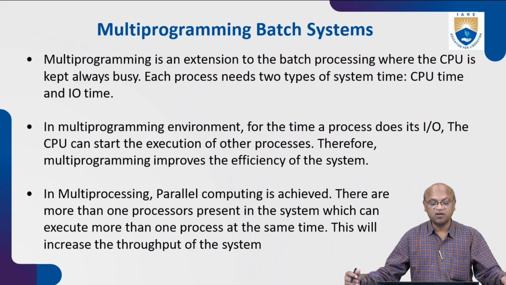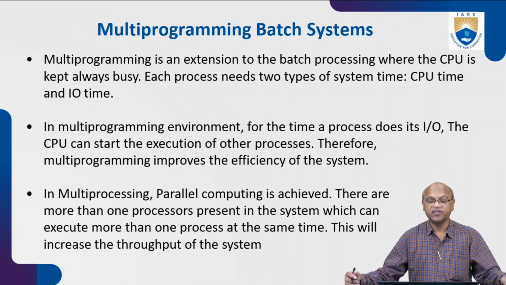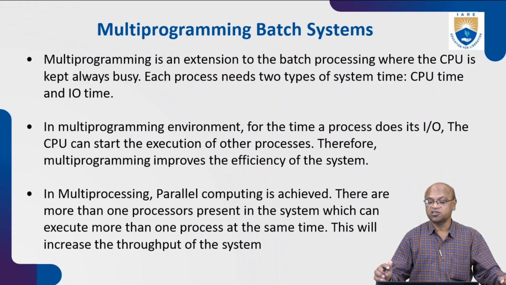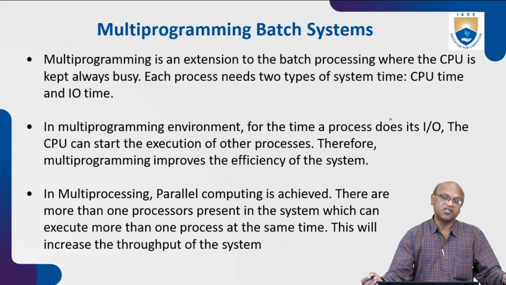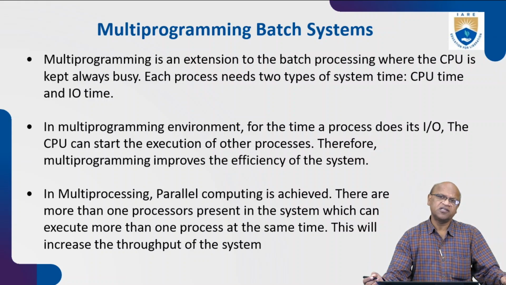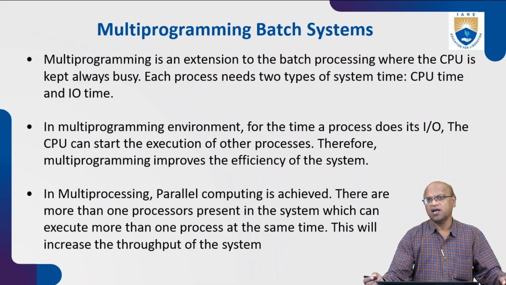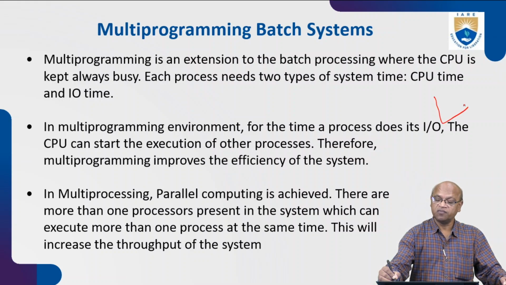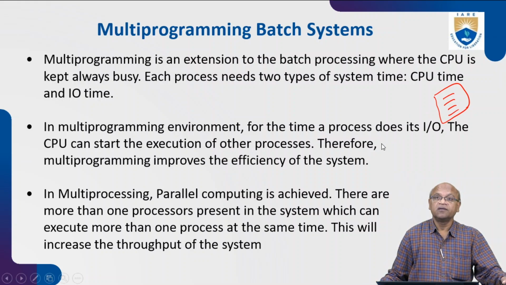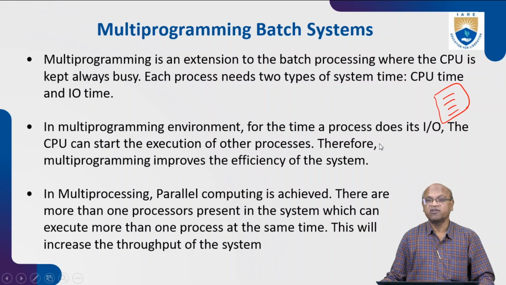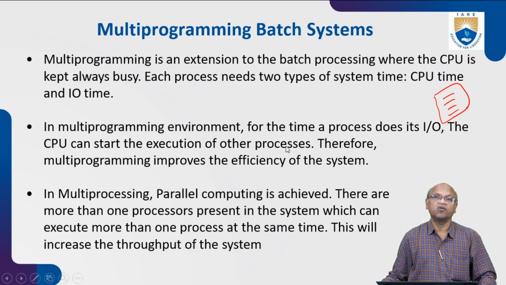In multiprocessing, parallel computing is achieved. There is more than one processor present in the system, which can execute more than one process at the same time. This will increase the throughput of the system. As I explained previously, instead of one processor, one ALU, if it is an i5, an i5 processor will be there. If it is an i7, there will be 7 processors, and the same program's instructions are distributed to different processors at the same time. The processors will execute the program, so throughput will be more.